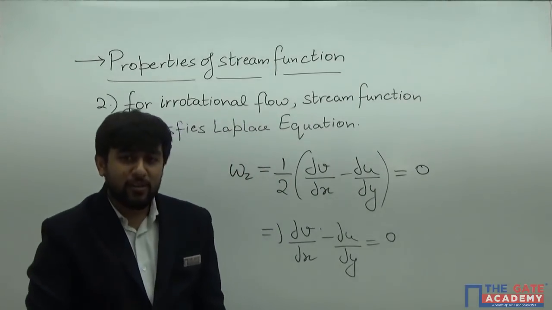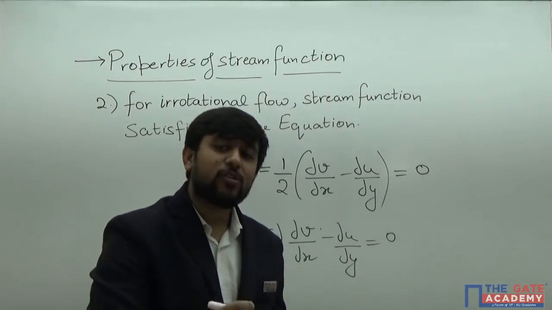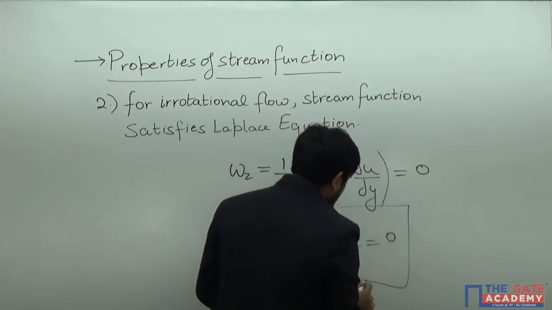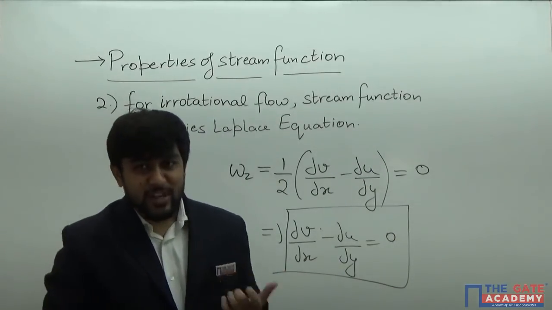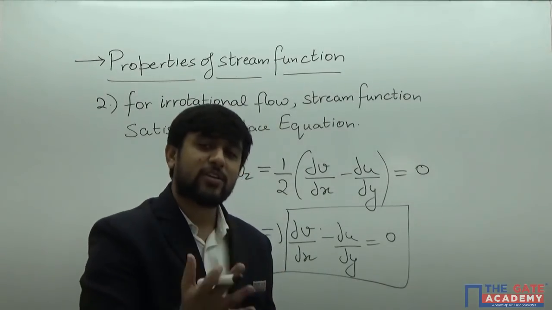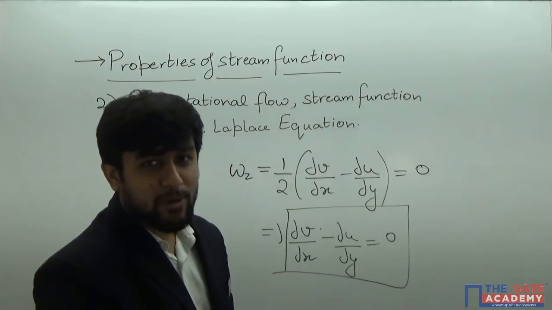Right? So whenever the flow is irrotational, that flow will not only follow the continuity equation, but it will follow this particular equation also. Now previously we described stream function, and we said that since stream function is going to satisfy continuity equation, therefore it is going to exist whenever the fluid is incompressible, right?